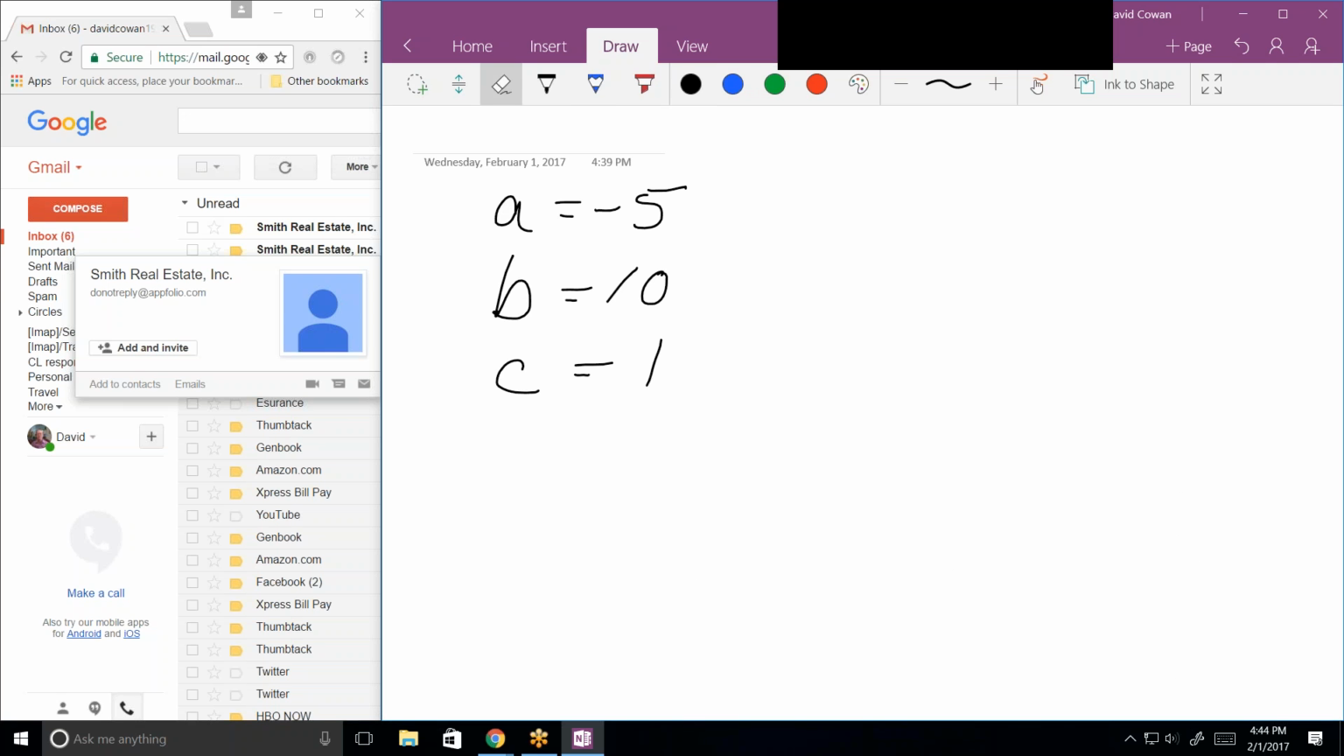Next problem. Different A, B, and C? No, it's like a word problem. Okay.